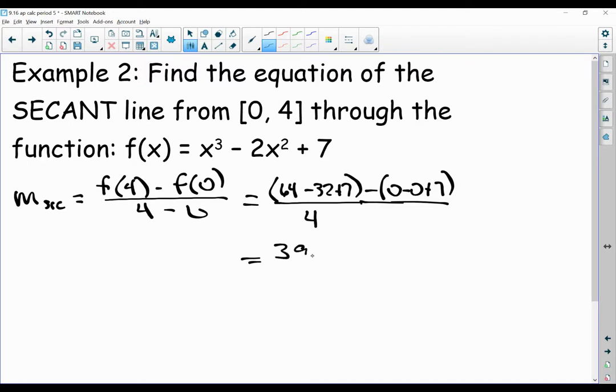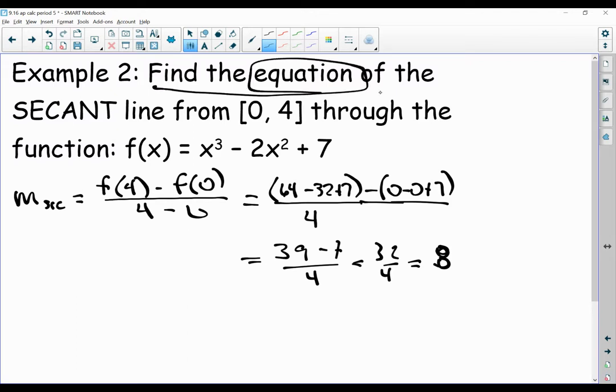So I get 39 minus 7 over 4, which is 32 over 4, which I can actually reduce into a nice number, 8. Sometimes they're nice, sometimes they're not. Now, I just found the slope of the secant line, and a lot of people will think they're done here, but just be careful because it says find the equation of the secant line.